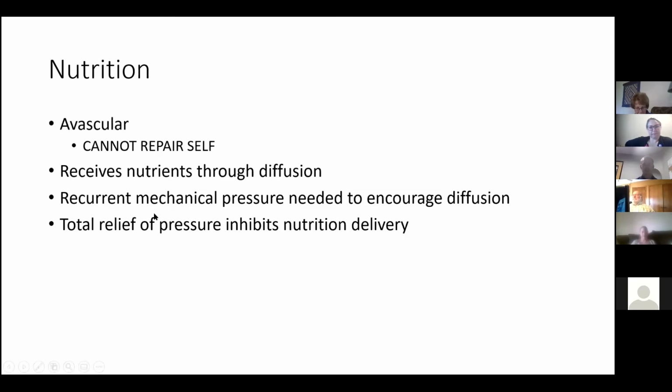So kind of the big thing is that you need some sort of mechanical pressure, whether that be muscle contraction or whether that be loading. But then the total relief of pressure is what's going to inhibit that nutrition from getting delivered. So I think that's the big thing in physical therapy, is just finding activities that still help that joint, but at the same time, not having you completely stay off of it, or else that really hinders everything too.